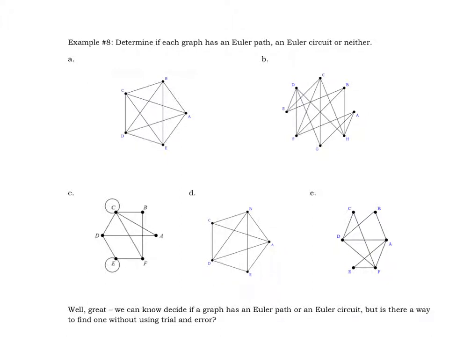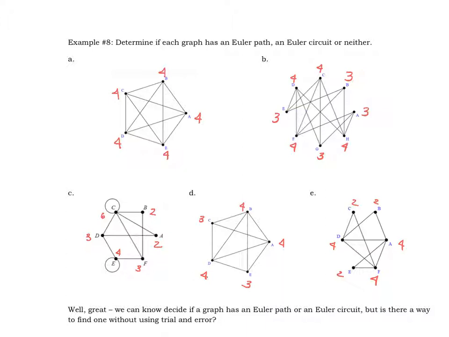Graph Theory, Example 8. Determine if each graph has an Euler path, an Euler circuit, or neither. I'm going to pause the video and find the degree of each vertex of every graph here in this example, and that will help us make our decision. Okay, so that is accomplished.